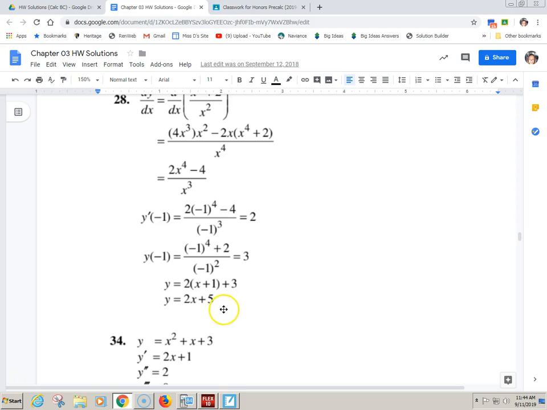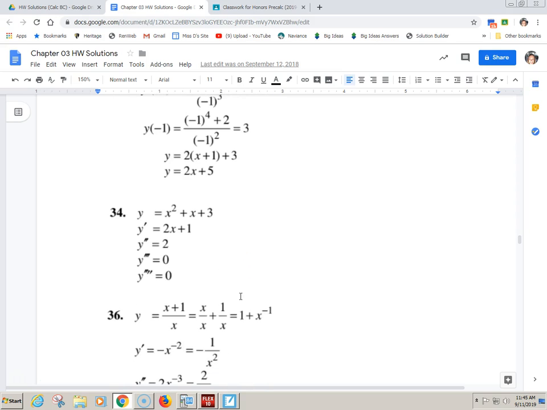Number 28, 2x plus 5. Or y minus 3 equals 2 times x plus 1, or y equals 2 times x plus 1 plus 3. Depends on what form you got to.